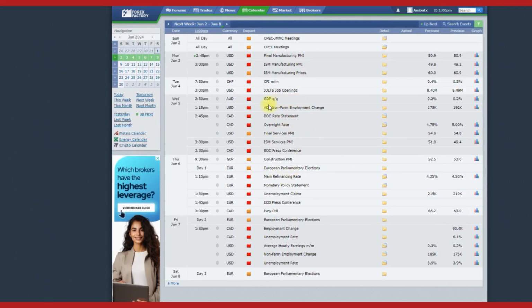Don't be on the wrong side of the news. And then I think the pairs you will see a lot of volatility in next week should be US dollar Canadian dollar, Euro US dollar, Pound US dollar, and then probably AUD US dollar. Most of the US dollar pairs should see high volatility next week. So you don't want to be on the wrong side of any move, and you want to use your protective stop loss.